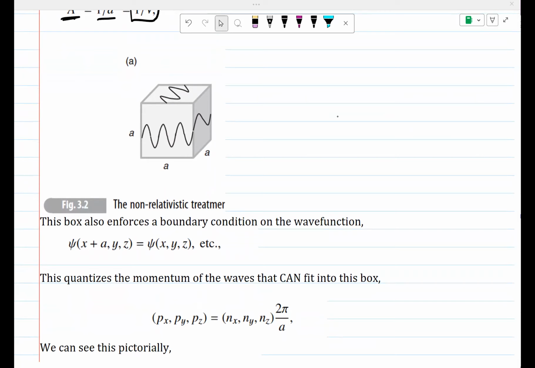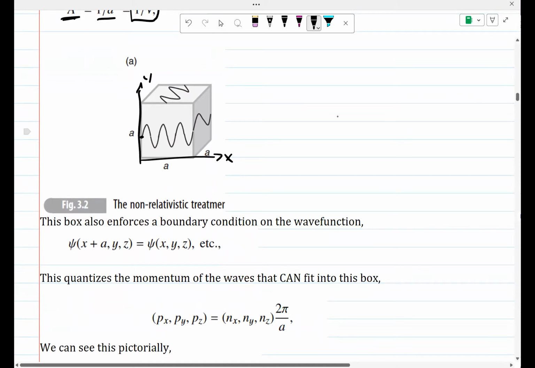The other thing you can impose on this is that, let's say this is the x-axis, this is the y-axis. Whatever the wave function is here, it's going to repeat itself by the time it gets to the other side of the box, because it keeps going around this box. This is a periodic boundary condition where whatever psi is at x, y, z, if you add a to one of the coordinates, you should get the same thing, okay?